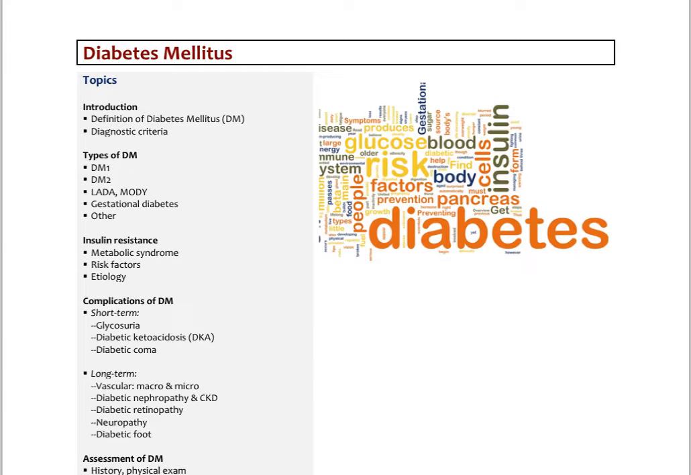This will be the first lecture on diabetes mellitus. Here we're going to look at the definition of diabetes and the specific diagnostic criteria, and then I'll discuss the different types of diabetes: type 1, type 2, a type called LADA and MODY, a little bit about gestational diabetes and some other less common types.